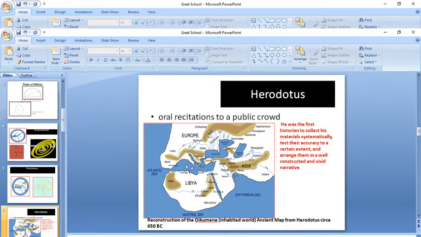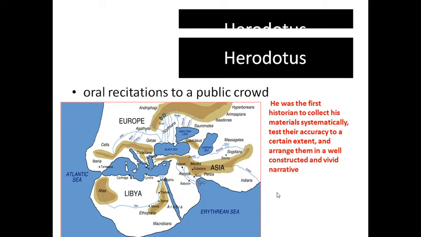Here I would like to mention one thing, that Herodotus was basically a historian. When he did his research, he described all these things after gathering them. He was very good at oral recitation. He presented all his publications and all his thinking through oral recitation to a public crowd. He was a very good orator. He was the first historian who collected historical and geographical attributes and assimilated them, and he presented all these things to the public crowd through the recitation method. He was a very good narrator.